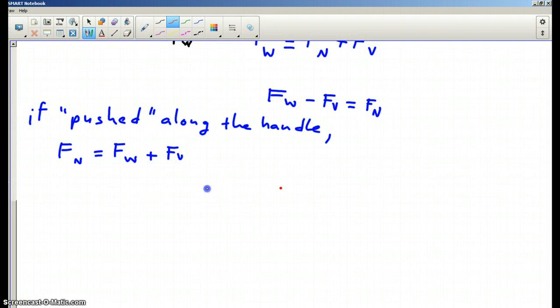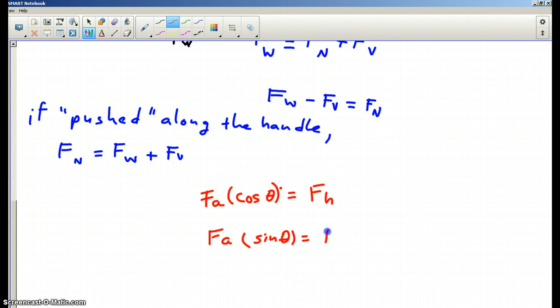So once again, if we multiplied the hypotenuse, which is FA, times the cosine of the angle, you could find the value of the horizontal force. And if we multiply the magnitude of the hypotenuse, FA, times the sine of angle theta, then it would allow you to calculate the vertical force.